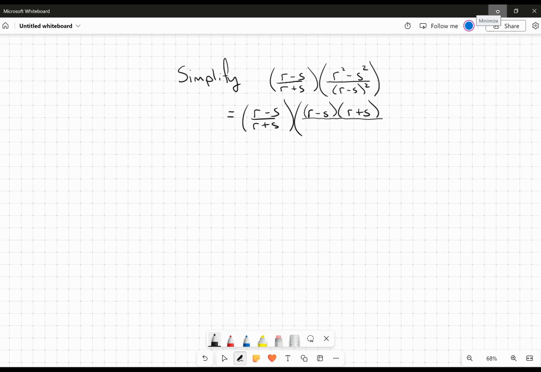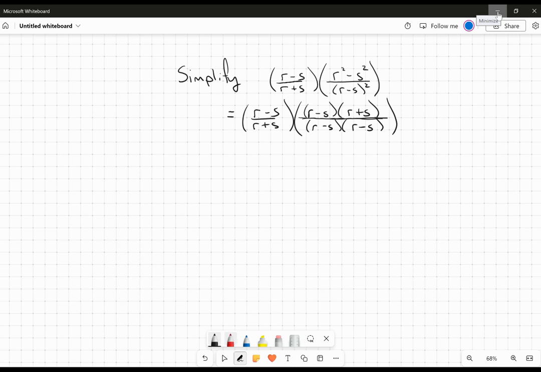And then the next thing I'm going to do is take that r minus s that's being squared, and I'm just going to write it out as r minus s times r minus s, which I know doesn't really look like I've simplified it, but it makes it very clear to me when I'm canceling what's going on.